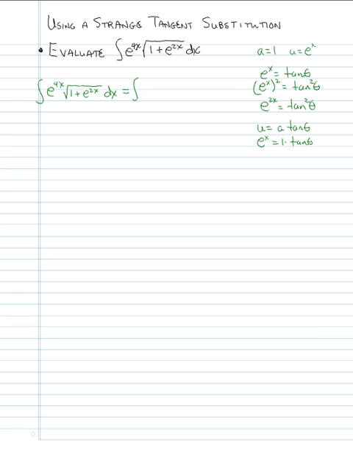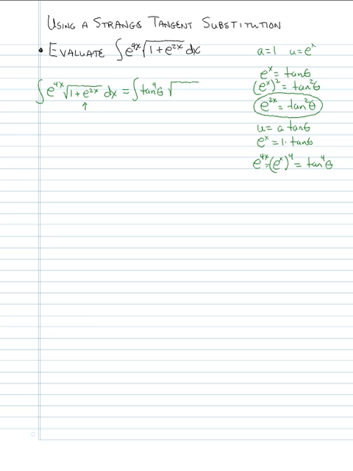But to replace e to the 4x, we already decided that e to the 2x is tangent squared theta. So we have a replacement for that, don't we? In the case of e to the 4x, how are we going to calculate it? Well, recognize that e to the 4x is nothing more than e to the x being raised to the 4th power. And so that means we have tangent to the 4th theta. So e to the 4x is tangent to the 4th theta.